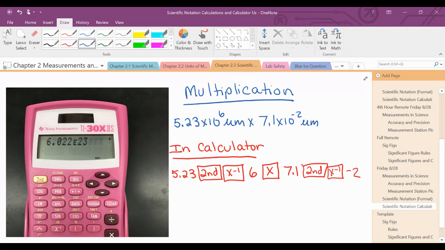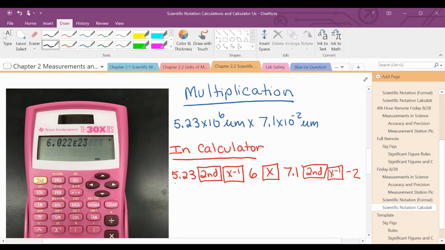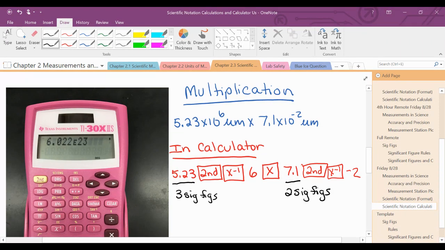And when you do that, you have to remember sig figs when we do all these calculations. We need to round our final answer to the correct number of sig figs. So here I have 3 sig figs. Here I have 2 sig figs. So my final answer should have 2 sig figs.